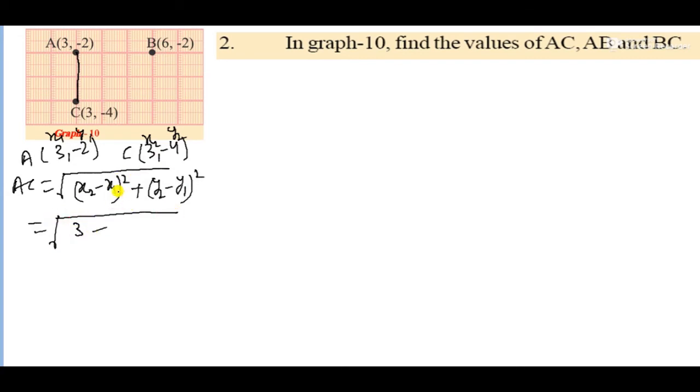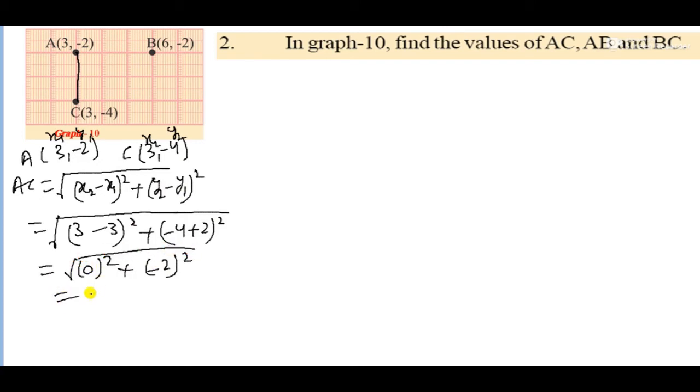Let us see question number 2 of this exercise. Now it is given in your graph 10. तो ग्राफ 10 फाइंड द वैल्यू ऑफ AC, AB एंड BC. अब की आपको तीनों वैल्यू फाइंड करनी है. A is given as 3, minus 2, B is 6, minus 2 and C is 3, minus 4. So let us start for AC.